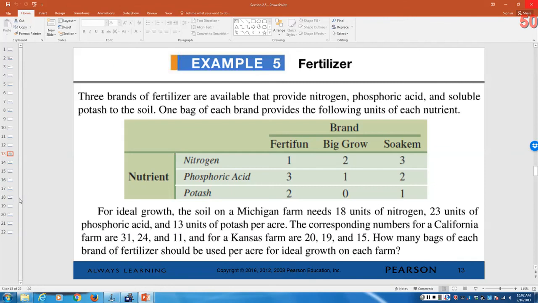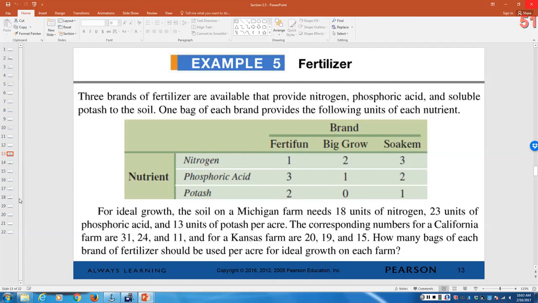Three brands of fertilizer are available to provide nitrogen, phosphoric acid, and soluble potash to the soil. One bag of each brand provides the following units of each nutrient. Fertifund supplies 1 unit of nitrogen, 3 units of phosphoric acid, and 2 units of potash, whereas Big Grow supplies 2 units of nitrogen and 1 of phosphoric acid, but no potash. And Sokum provides 3 of nitrogen, 2 of phosphoric acid, and 1 of potash.